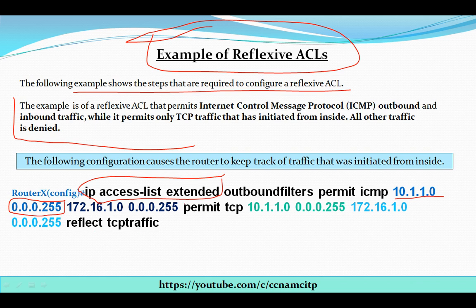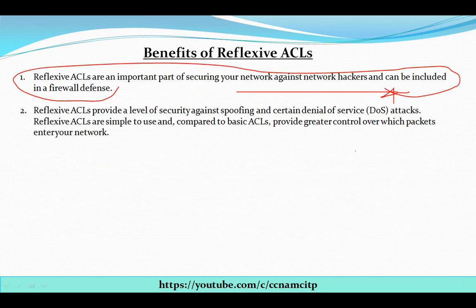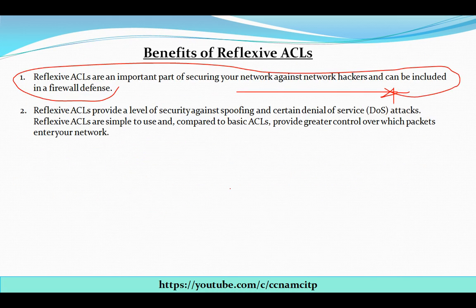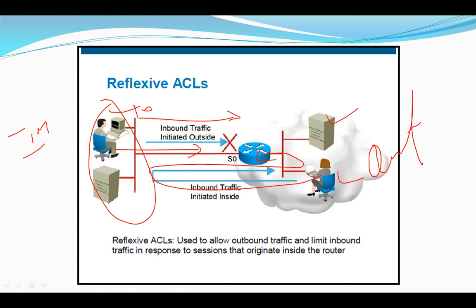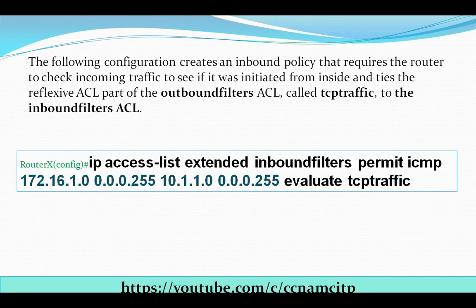So this command, from here to here, will help us to track the traffic, because it is initiating from inside. If we go here, this traffic is initiating from this side. For example, we can consider this is my 10 dot network and this is the 172 dot network. So this is the command we need to take care of at the time of configuration. Now we have some more commands to follow to complete this configuration.